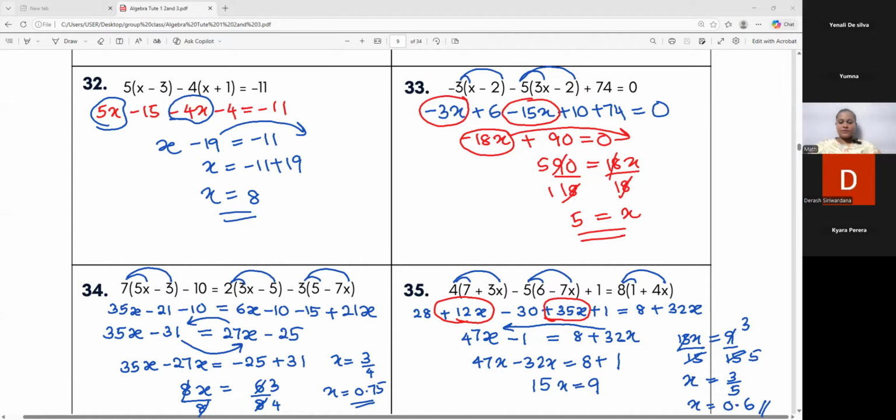If you have finished this, you can go to the next page. On the next page, you can see the first question is about a triangle. Problems leading to equations, question number 36. There is a triangle. The interior angles of the triangle are marked as 4x, 6x plus 20, 80 minus 2x. Using those three angles, you need to make the equation. Give it a try.